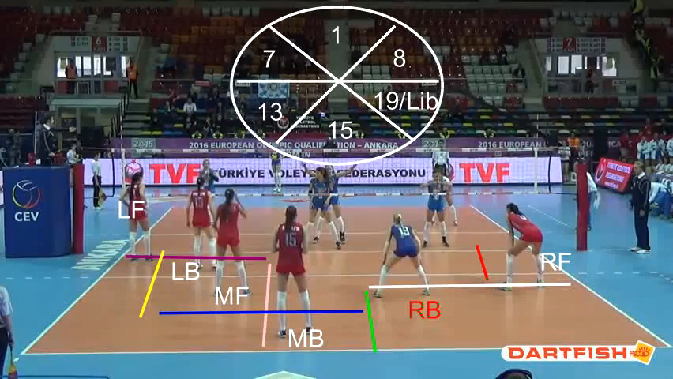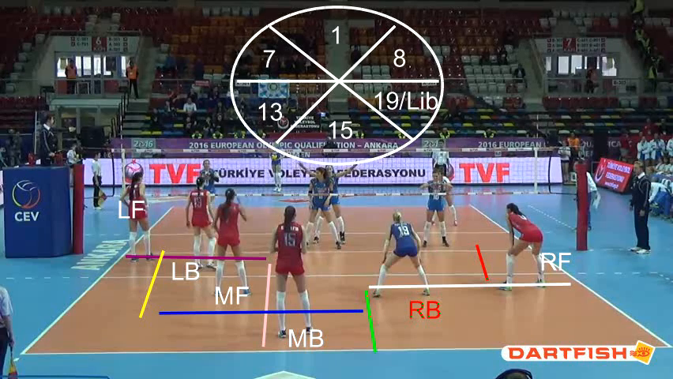Here we are now with the setter at left back. She has to be behind number 7, the left front, and to the left of number 15, the middle back. Number 1, the middle front, has pulled herself back into the serve-receive formation. So because she's middle front, she has to be in front of number 15 and in between number 8 and number 7, the right front and the left front. She doesn't have to worry about overlapping anyone else.